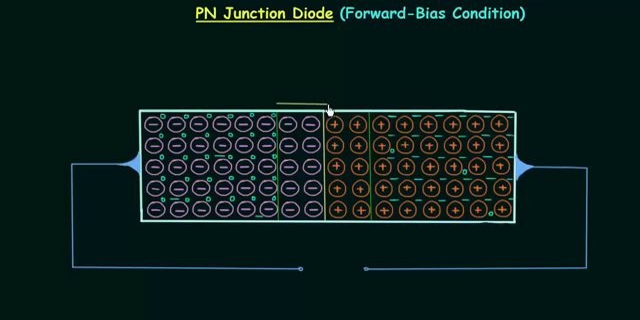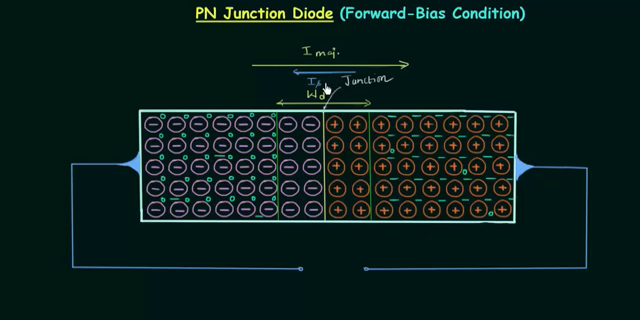And let's say the width of depletion layer is W subscript D, and this is the junction, and we have diffusion current from left to right. And I will call it I majority, and we have reverse saturation current from right to left. This is I subscript S, and reverse saturation current is due to the minority charge carriers.